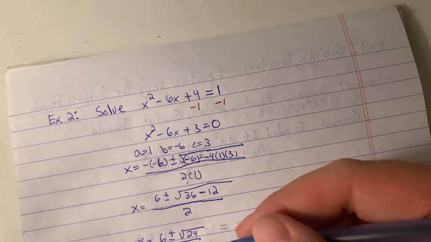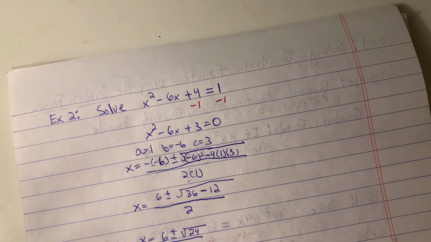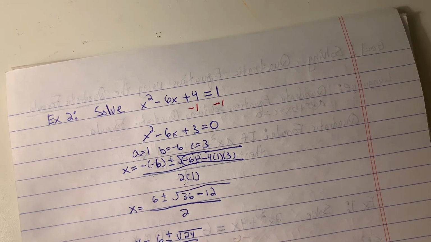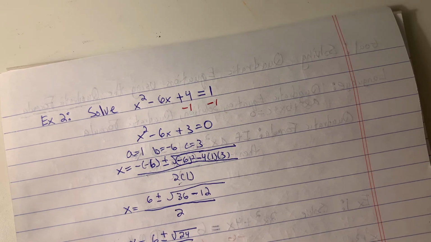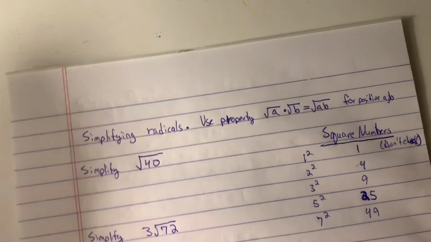And unlike before, 24 is not a perfect square number. There isn't a number times itself that will give us 24. That's a whole number. And so we need to take a break and make sure we understand how to simplify square roots. So let's do that.